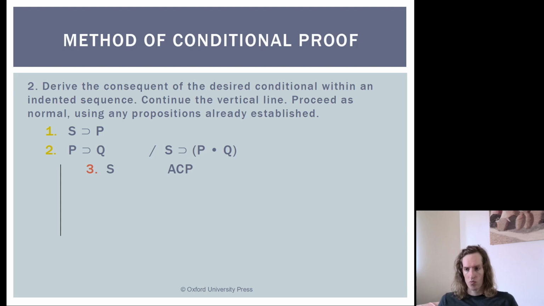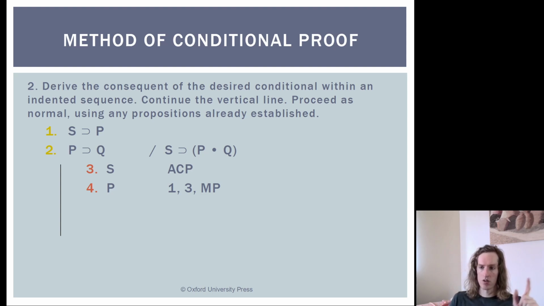So when we start a conditional proof, we're going to indent the line. We're going to take something that we're assuming. In this case, we're assuming S. And the justification for that assumption, we're going to write down as ACP, or Assumption for Conditional Proof. This is making it clear that we're not given an S, we're assuming an S, and we're going to see what follows if there were, in fact, an S.